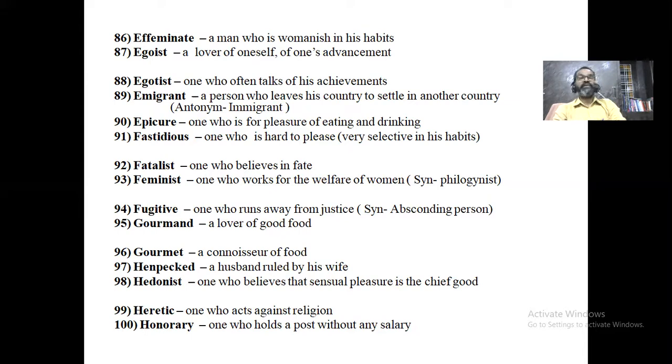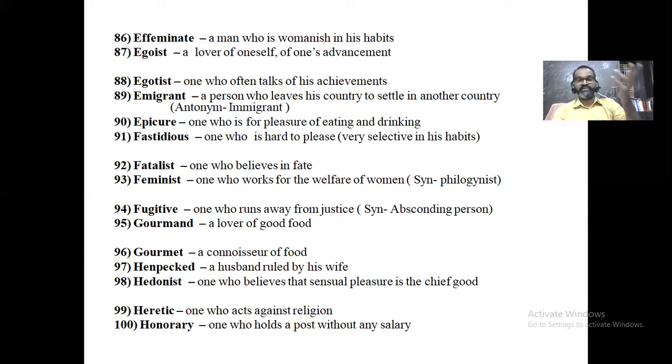Fatalist, one who believes in fate. Whatever happens, happens, because when we took birth, that was definitely written. Some people believe like that. They are called fatalists. Feminist, the person who is on the side of women, one who works for the welfare of women. Feminist has a synonym, philogynist also. The person who works for the welfare of women is called a feminist.